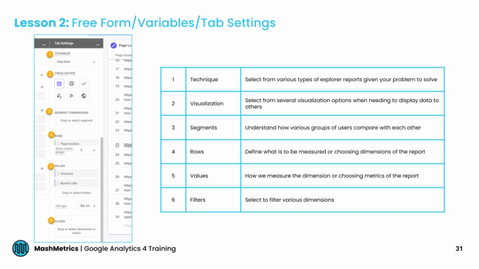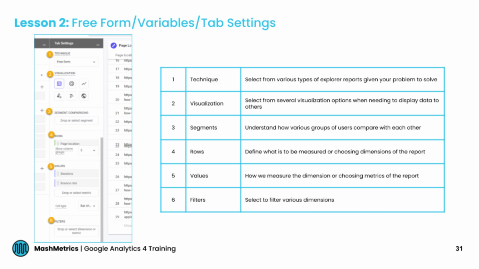Second is the visualization. Within the freeform reports, tables will likely be the most used type, used in order to explore and analyze your data. You can also select from several visualization options when needing to display data to others. Each viz type has their own unique characteristics, and we'll review those after explaining these other broad options. Third is segment comparisons. Just like before, you will want to utilize segments in order to understand how various groups of users compare with each other, i.e. paid versus organic users, or people who saw the product wizard versus those that didn't.